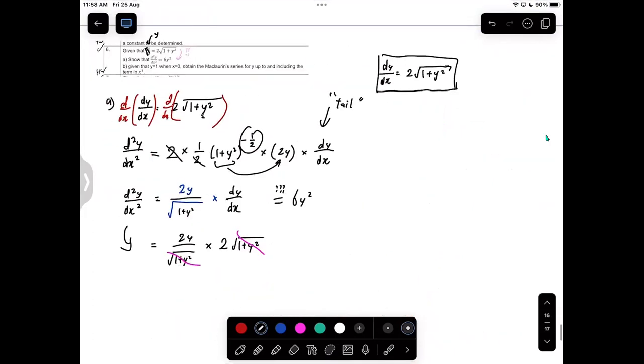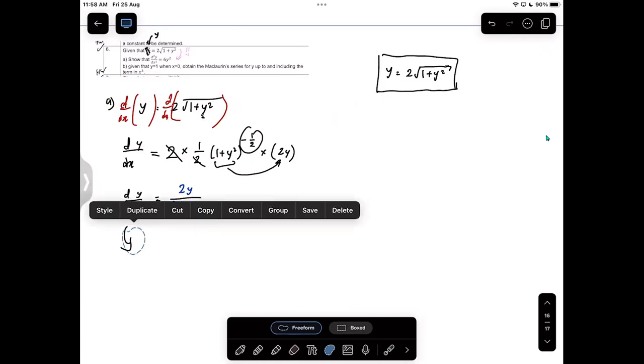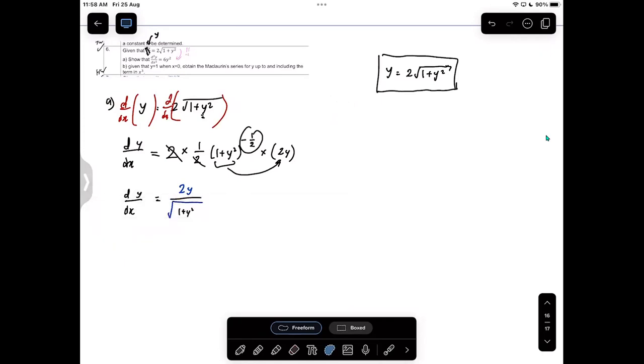Yeah. So anyways, this should have been a y. So we end up with dy/dx only. That means we don't have this dy/dx tail yet. Okay, good. Then dy/dx looks like this guy, 2y over square root 1 plus y squared.